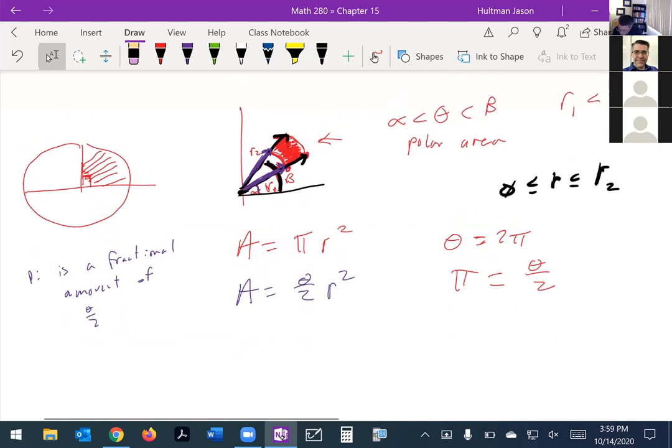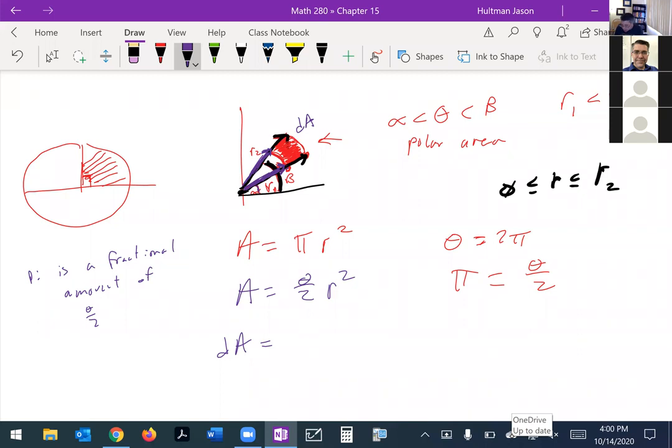Okay, so let's look at the change in area. This change in area I'm going to call dA, the change that's occurring in this area. So what is the area of this sector? What is the area of the sector? How is this area being swept out or changing?